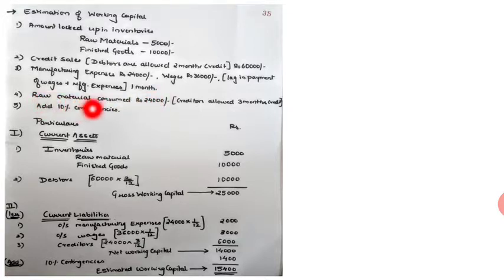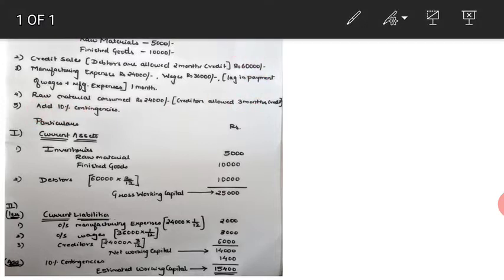Then raw material consumed 24,000. Creditors allowed 3 months credit. Now creditors are allowing you 3 months credit, for purchasing of raw material. So you have purchased raw materials worth 24,000 and the creditors are giving you a credit period of 3 months. That means it is a current liability again, which is creditors. And then add 10% contingencies. So this is the problem given to us. From this problem, we have to estimate working capital. So let's go ahead with the solution.